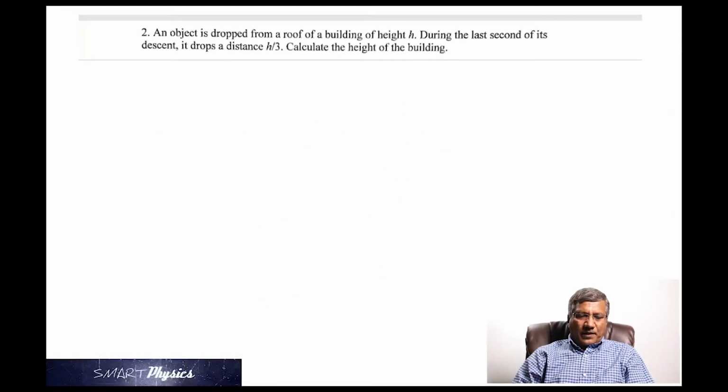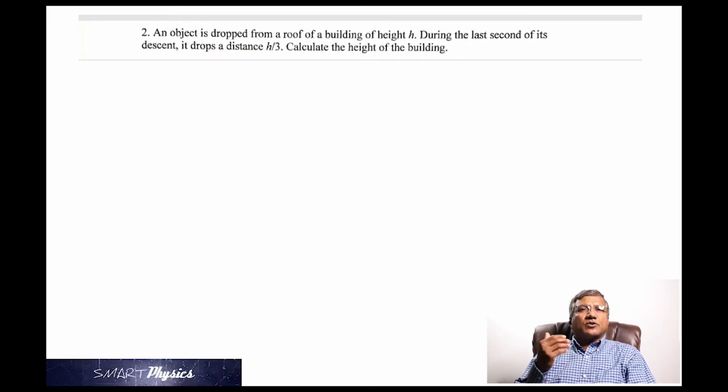Here's the second one. In this question, an object is dropped from the roof of a building of height h. During the last second of its descent, it drops a distance h by 3. Calculate the height of the building. Now, problems such as this can really be frustrating because you do not have any numbers. It only gives you two quantities: that the height of the building from which it is dropped is h, and during the last second of its fall, it drops a distance h by 3. And from there, we have to calculate the height of the building.